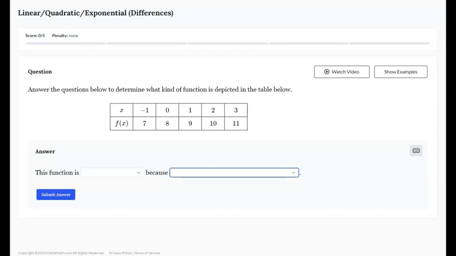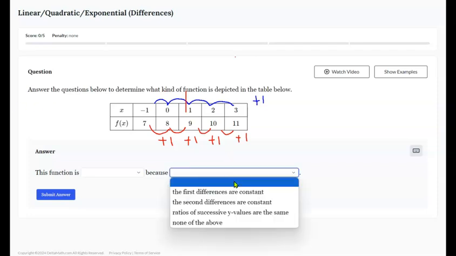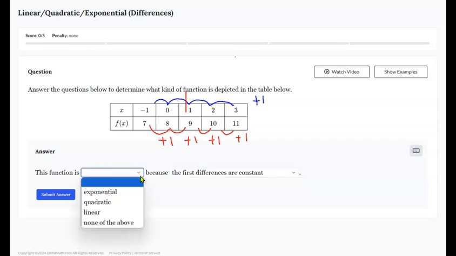So first, take a look at your table. Make sure that your x's have a constant change, which they do, and then look carefully at the y differences. 7 to 8 is plus 1. 8 to 9 is plus 1. 9 to 10 is plus 1. And if that pattern is continuing, that's called a common first difference. So because it has a first difference, that makes it linear.